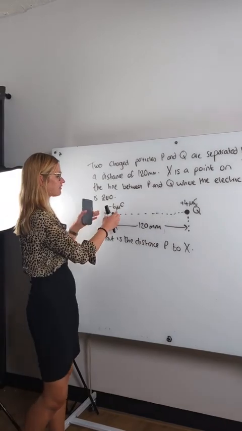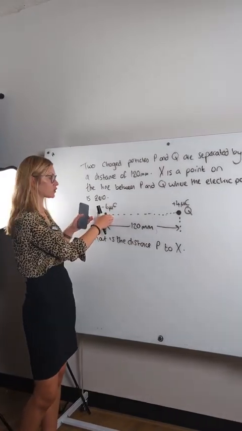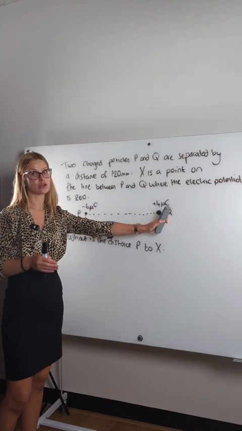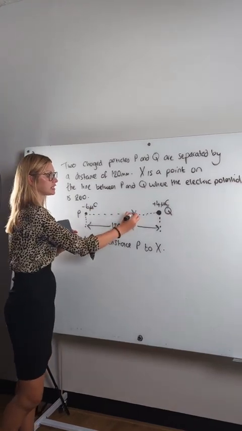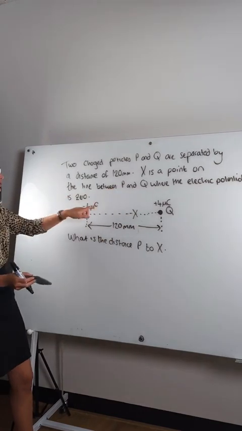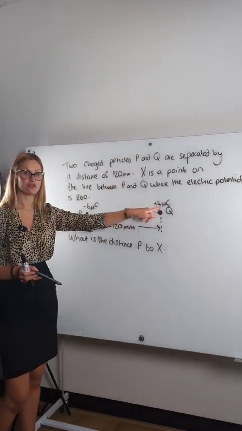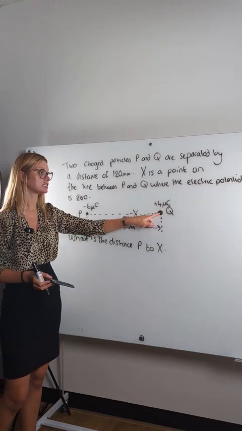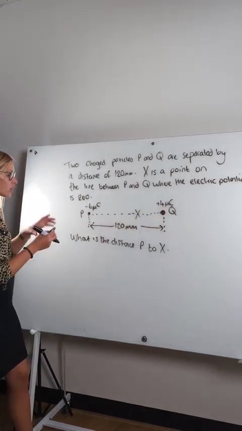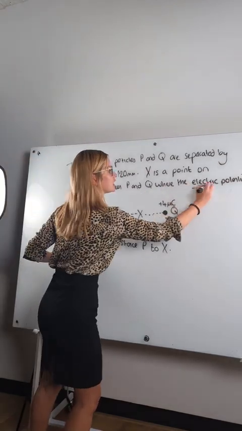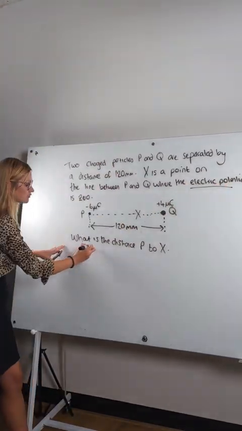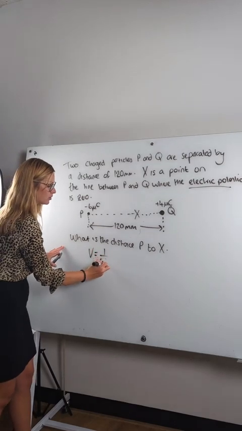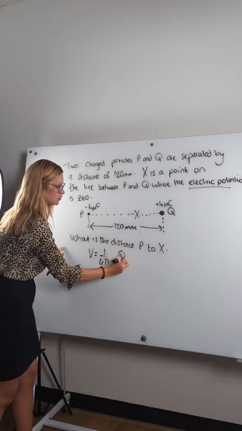Okay? So again, if I've got a larger charge here, 6 microcoulombs, and a smaller charge here, 4 microcoulombs, I know that the equipotential, the point where the electric potential is 0, is going to be much closer to that 4 microcoulombs charge, okay? Because it's a smaller charge. So what I want to do then is I want to look at the equation that's got electric potential in it. And my equation for electric potential is 1 over 4 pi epsilon naught Q over R.